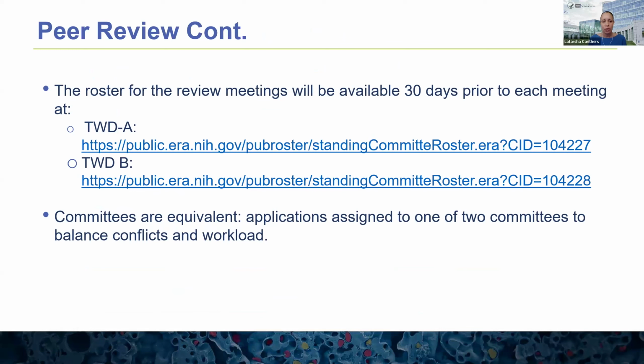So the rosters will be provided 30 days before each review meeting, and when the time comes, you can view the rosters at the links provided here. These are sister committees, TWD-A and B, that operate essentially the same way. The main reasons why we have two committees instead of one is just to handle the workload and any conflicts that may arise. Members of both committees are oriented at the same time, and they receive the same information regarding review. Next slide, please.